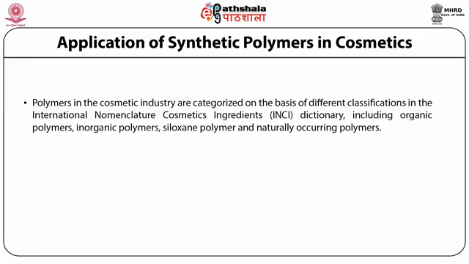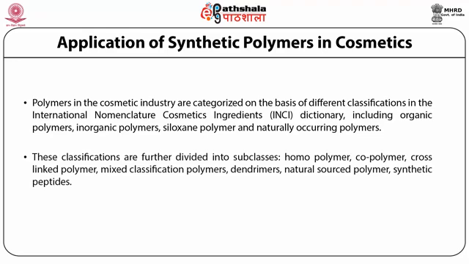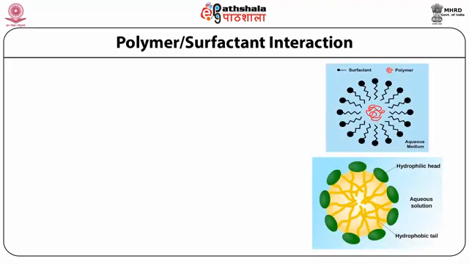Polymers in the cosmetic industry are categorized on the basis of different classifications, as I have already talked about, that is the International Nomenclature Cosmetic Ingredients Dictionary, including organic polymers, inorganic polymers, silicone polymers, and naturally occurring polymers. These classifications are further divided into subclasses like homopolymer, copolymer, cross-linked polymer, mixed classification polymer, dendrimers, natural source polymer, and synthetic peptides.